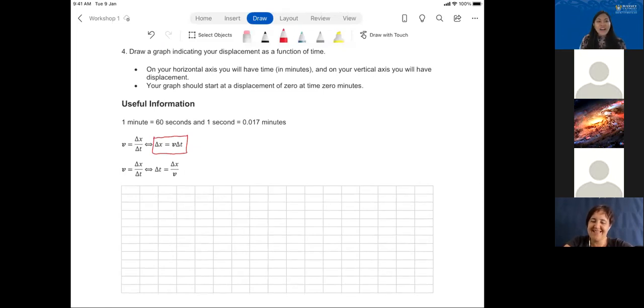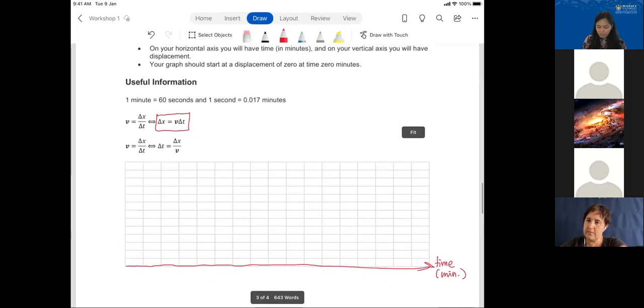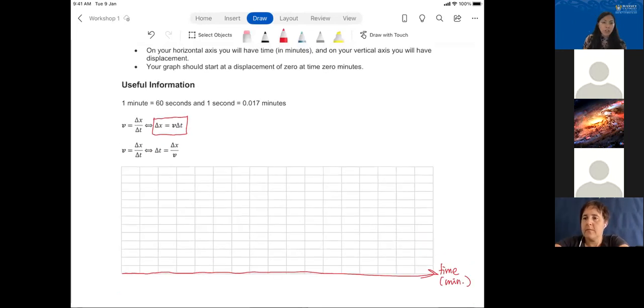Anyway, you want to draw the displacement as a function of time, which means on your horizontal axis you'll have time in minutes. So you draw your graph. This is your horizontal axis, which is time. We specifically indicated minutes just to deal with smaller numbers. If we're dealing with seconds, it will be hundreds of seconds, whereas for minutes, it will be less. And on your vertical axis, you have the displacement.